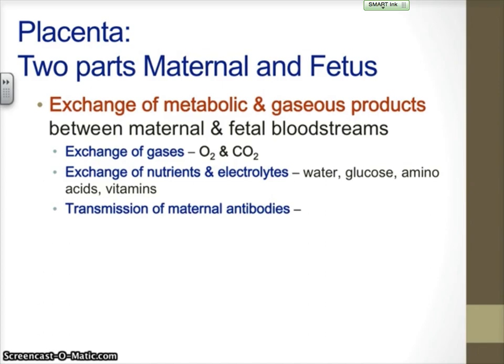Some roles of the placenta are to exchange gases. Remember, oxygen would move into the fetus, carbon dioxide would move back into the mother. Also, exchange of nutrients and electrolytes. Examples of those would include water, glucose, amino acids, and vitamins. Also, remember from our unit on immunity that the mother gives antibodies to the fetus in order to protect it from disease.